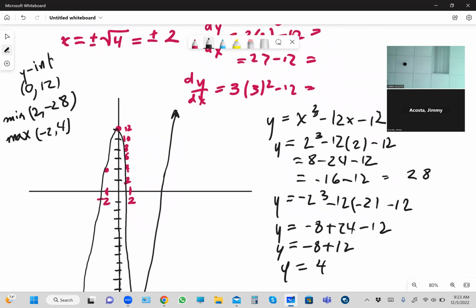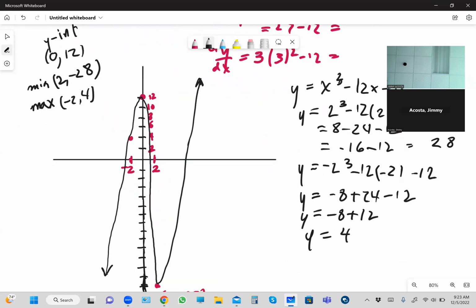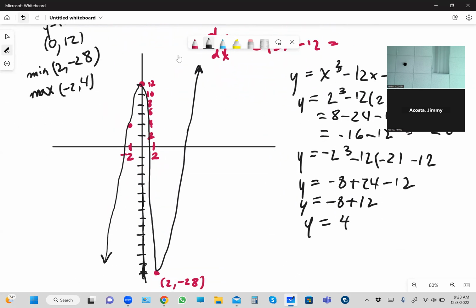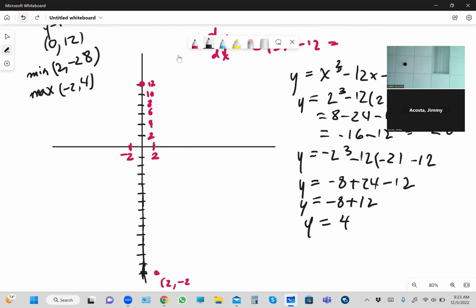All right, so let me fix that. That's a big deal. All right, so guys, now I have to fix my intercept. So I'm gonna fix it somehow. Yeah, it's 0, negative 12. Sorry about that. So let's fix it, please.